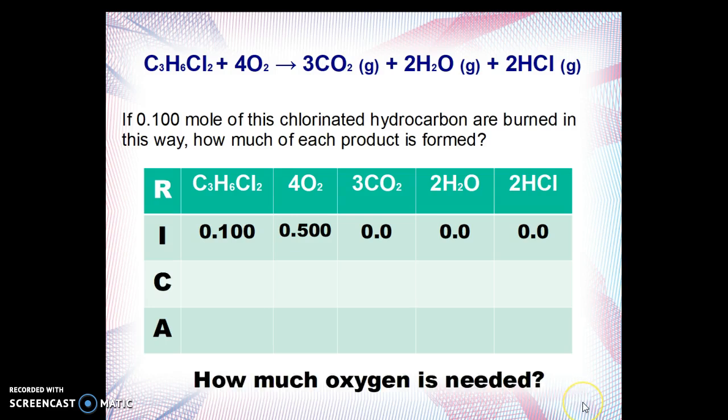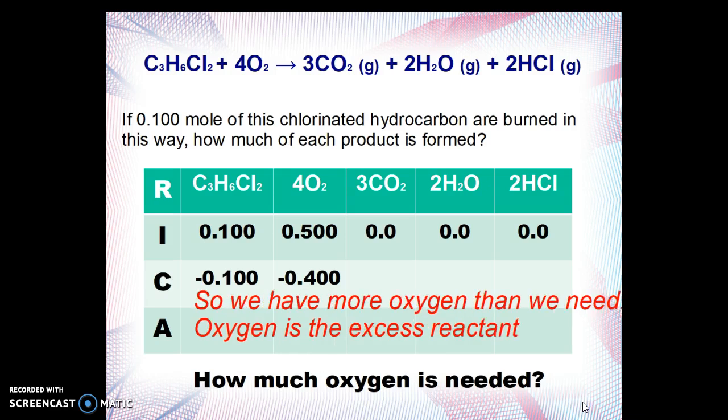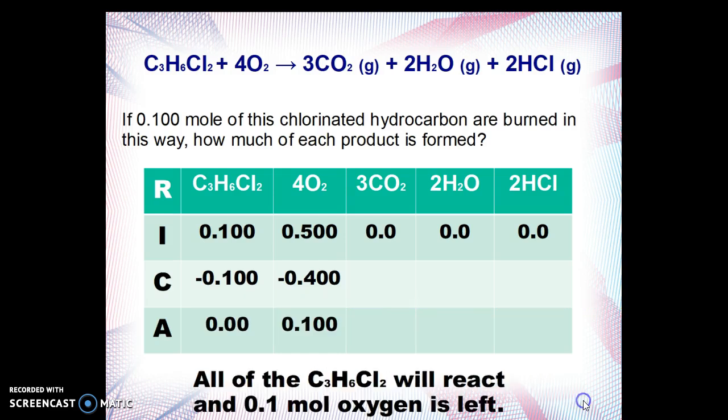How much oxygen do we actually need? Well, the equation tells us that we need 4 moles of oxygen for each mole of the chlorinated hydrocarbon. So we have more oxygen than we need. That means oxygen must be the excess reactant, and the chlorinated hydrocarbon is limiting. And so we're going to use all of the chlorinated hydrocarbon in the combustion, and we're going to be left with 1/10 of a mole of oxygen gas.